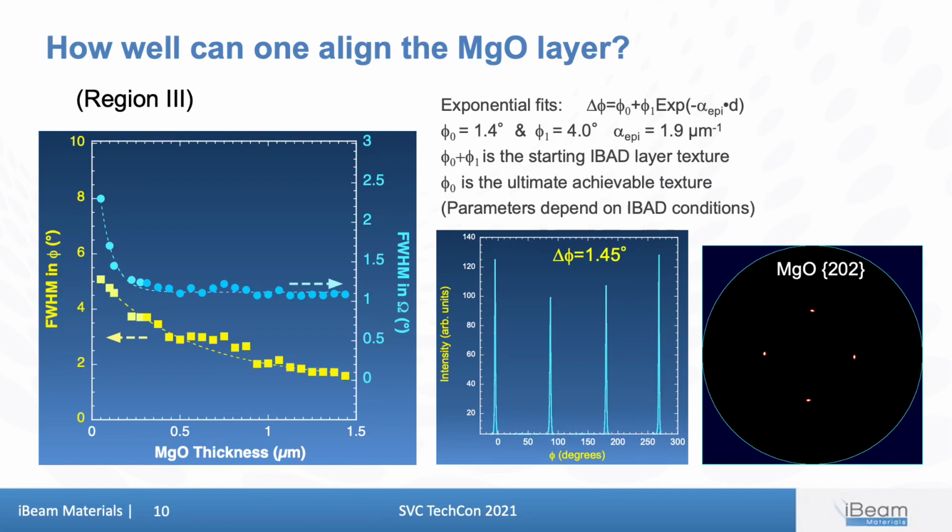In this case, we show the in-plane alignment of less than 1.5 degrees for thick MgO layers. The actual value will depend on the IBAD process step as well as the substrate roughness and other parameters. In the final epitaxial overlayers, we have seen in-plane spreads of even down to 0.5 degree.